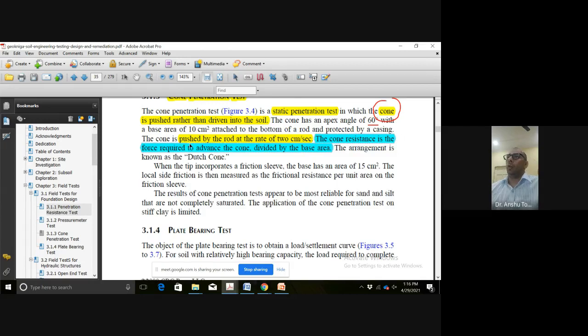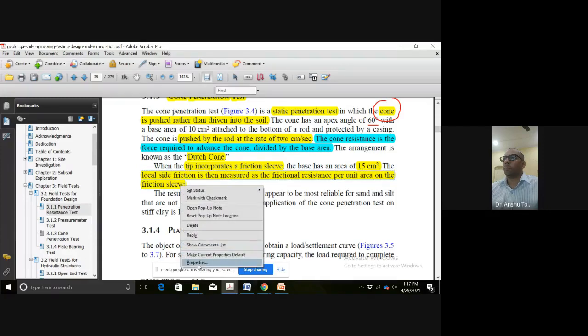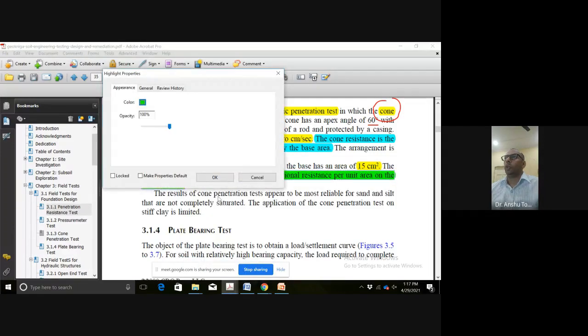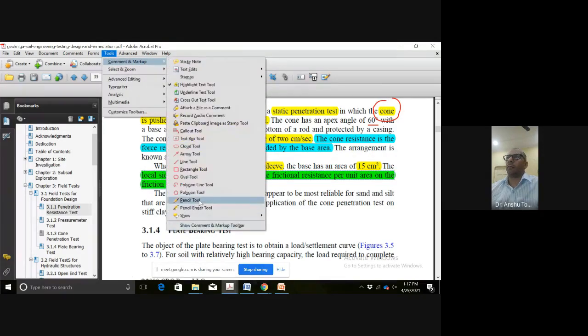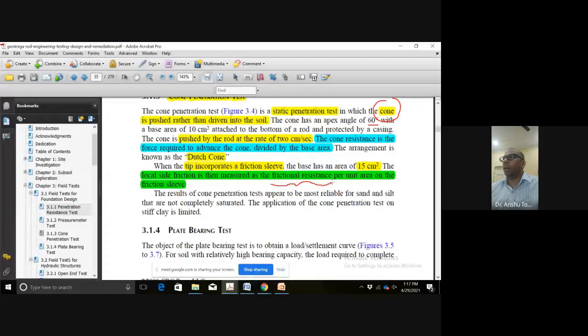The arrangement is known as the Dutch cone. That is, the total arrangement is called the Dutch cone. When the tip incorporates a friction sleeve, the base area is this much. The local side friction is then measured as the frictional resistance per unit area on the friction sleeve. So if you are attaching this particular friction sleeve to the instrument, another parameter, which is frictional resistance, can also be evaluated.